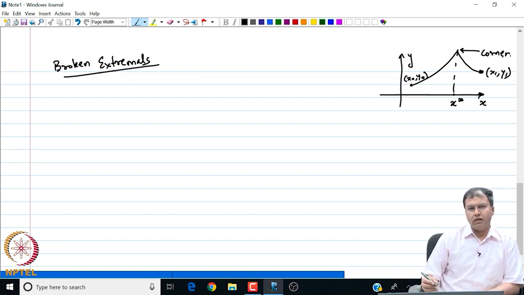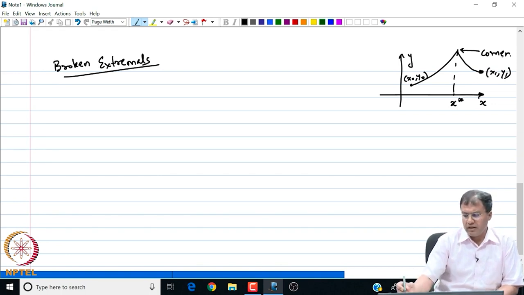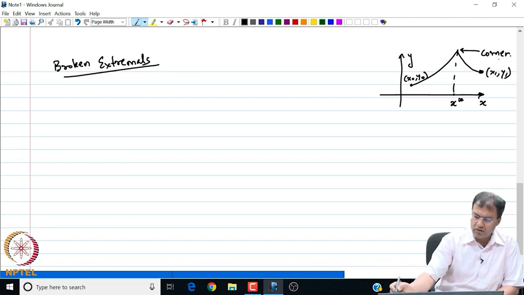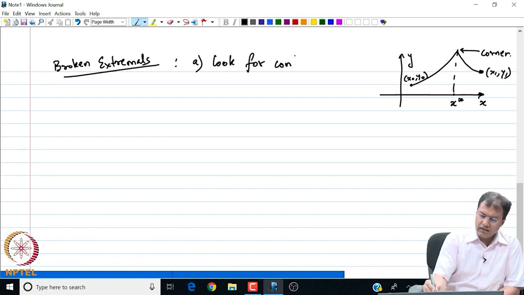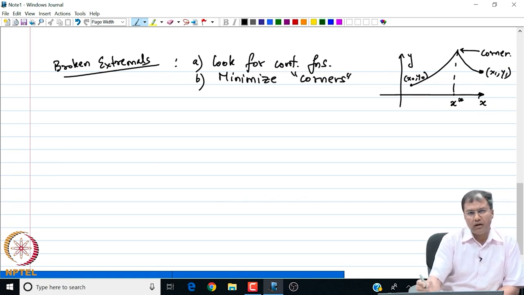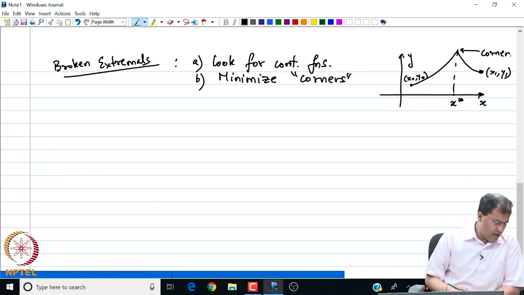So, the broken extremal, although we are going to deal with continuous broken extremals, will not have derivatives, or the derivatives are not defined at least at some finite number of points. We call those points corners. So, in broken extremals we look for continuous functions, and we try to minimize corners. The less the number of corners, the better it is for us. Okay.